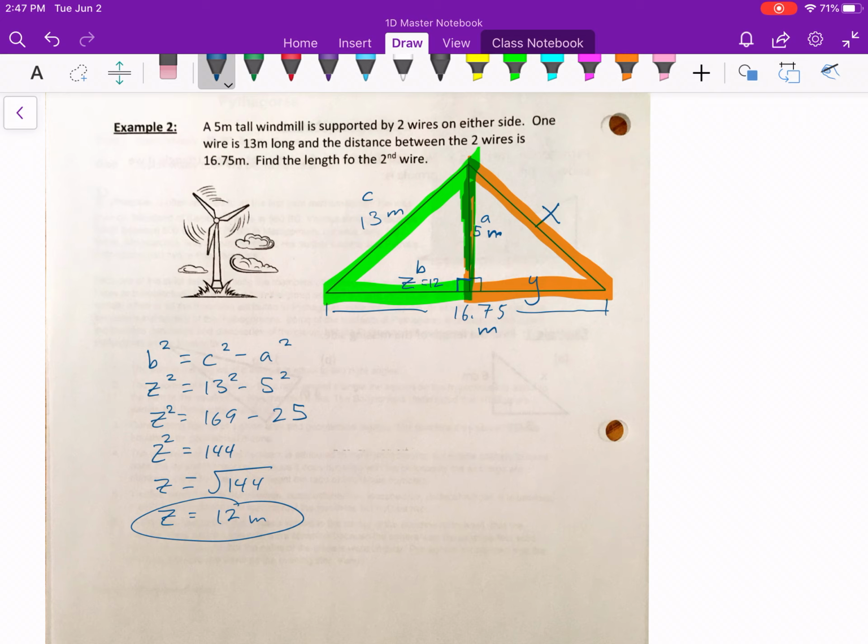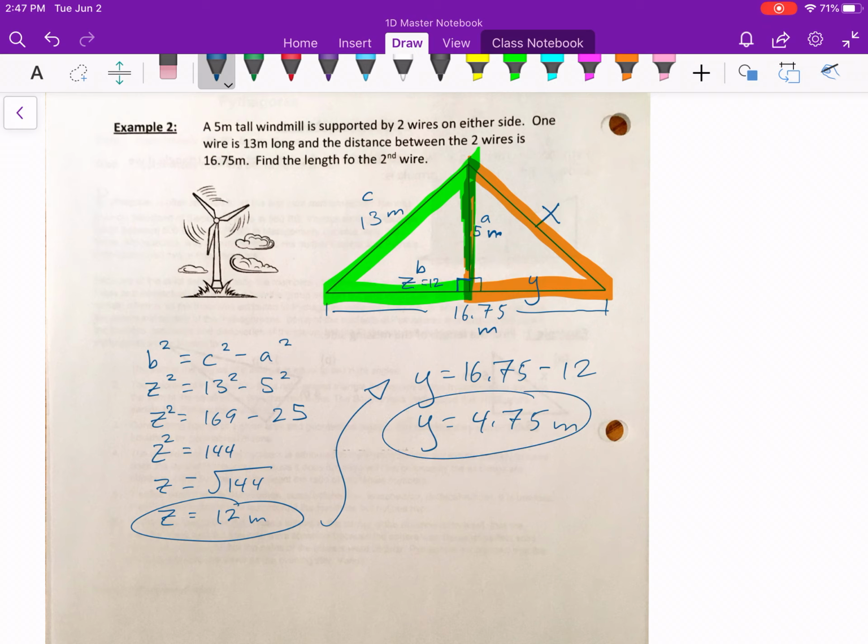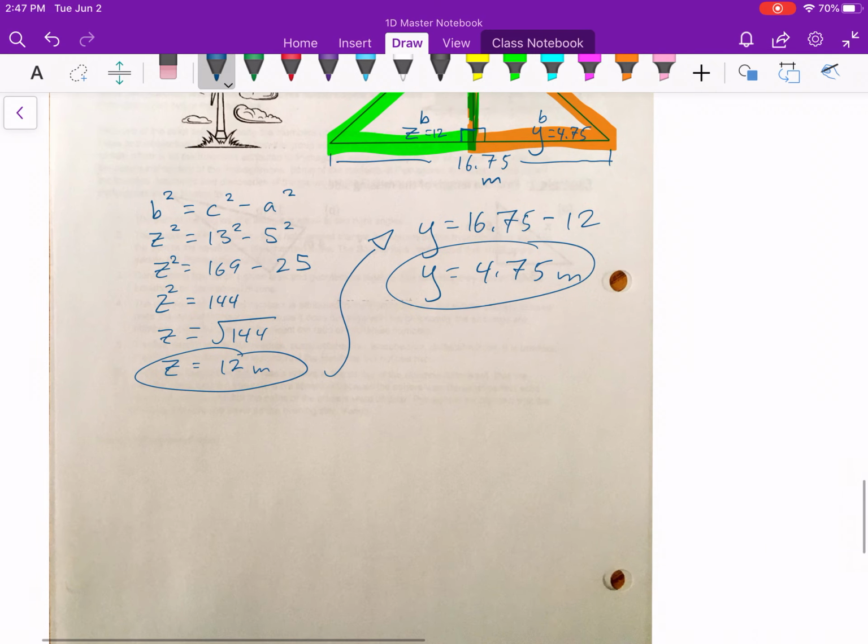Now that I know that z is equal to 12 meters, then it's easy to find out what y is. It's going to be the 16.75 total minus 12, which is 4.75. And now I know both of the sides inside the orange triangle, and I can find the hypotenuse. Remember, x is the hypotenuse. I've already called the 5-meter height a, so I'll call this b. So I'm trying to find c now.